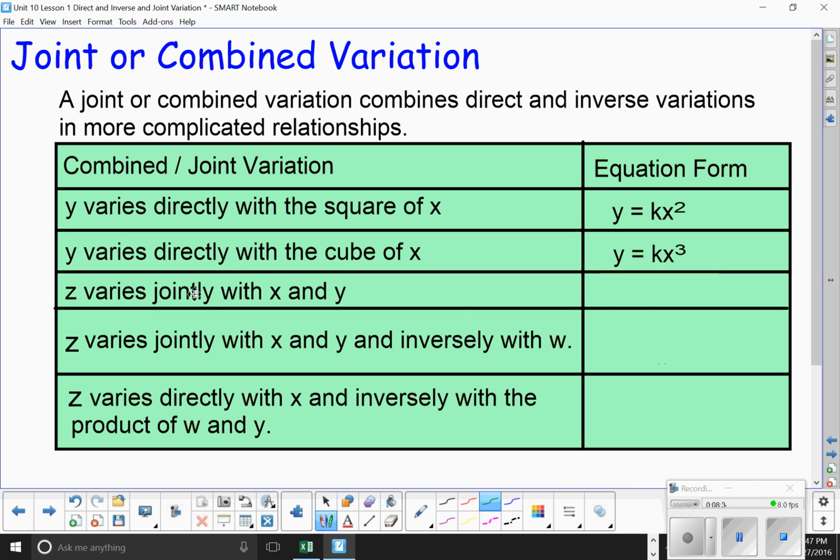Z varies jointly with x and y. Jointly says it's the same thing as direct, just different variable names. I would just use direct if I'm saying cubed or squared. I say jointly when it's different variables. Y varies jointly with x and y and inversely with w. Well, varies directly with the xy, inversely, so it goes in the bottom, w. Y varies directly with x and inversely with the product of w and y. There's direct with x, inverse with w and y. This is a good one to just go back to make sure that you can write these from the words.